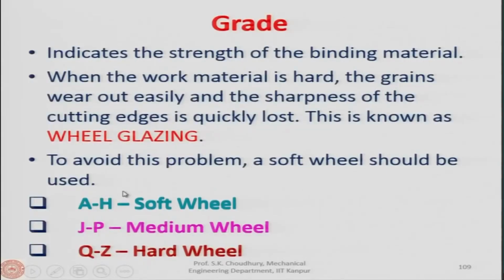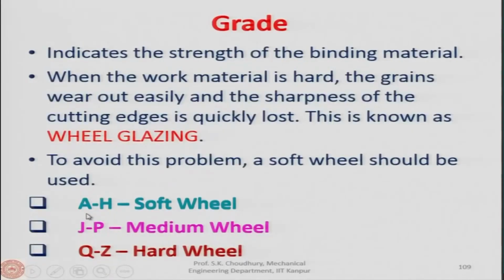Okay. To avoid this problem, a soft wheel should be used, because if the workpiece is hard and the grinding wheel is soft, then after getting worn out, those grains will be dislodged quickly, and then the sharp grains which were behind the worn out grains will come out. So, the international standard is that A to H are the soft wheels, okay, the wheels designated from J to P are the medium wheels, and those wheels designated as Q to Z are the hard wheels. Okay.